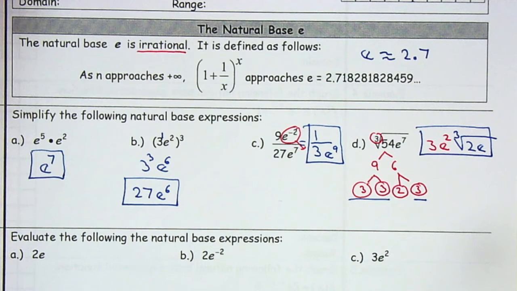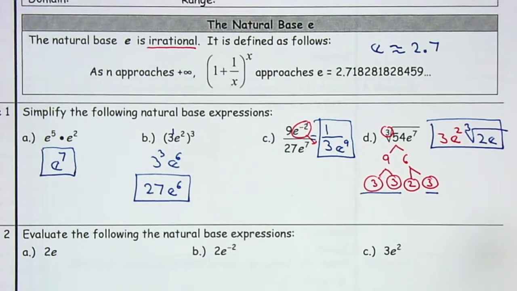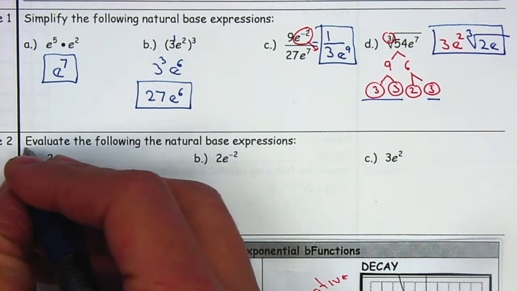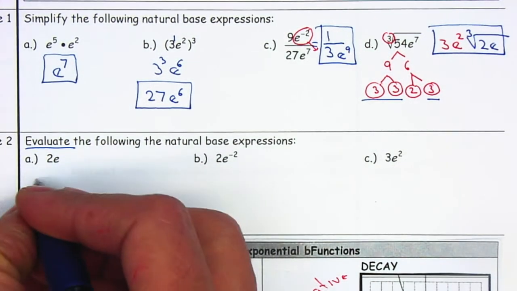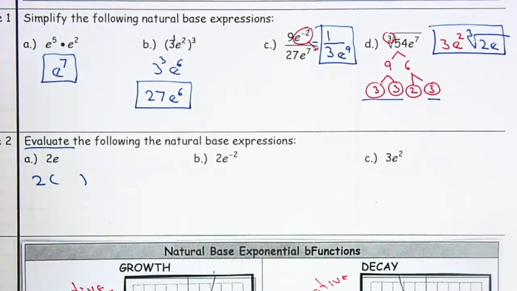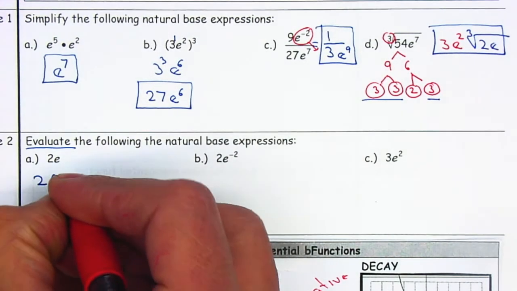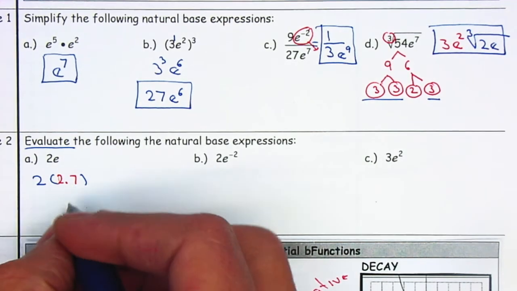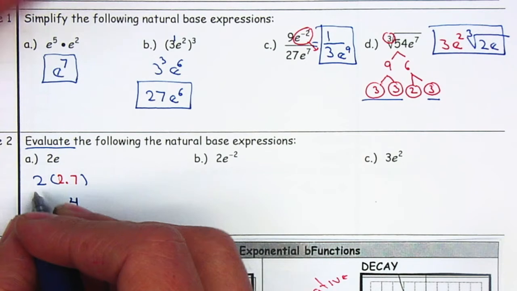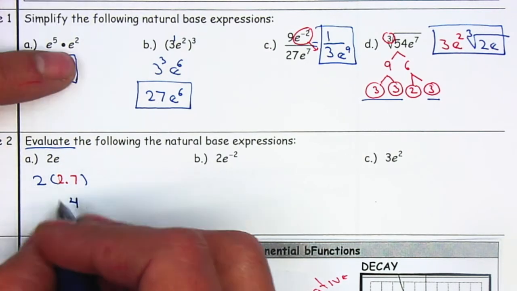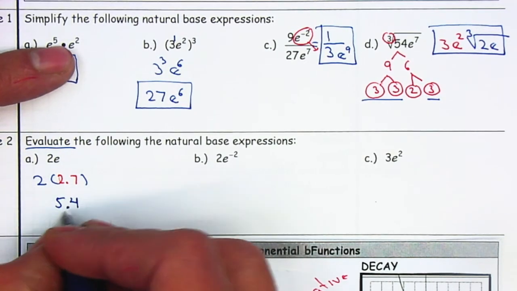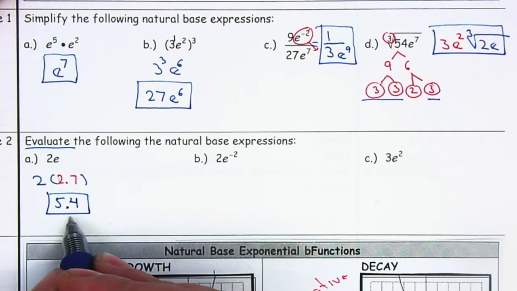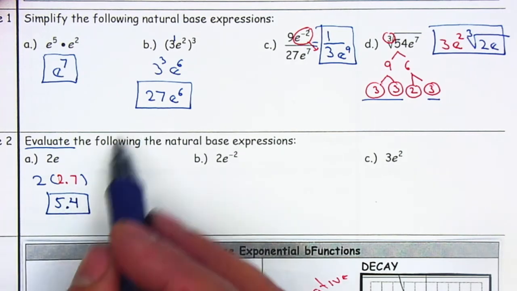Now for example number 2, I need to be able to evaluate the following natural base expressions. This is where you have to substitute the value of e. So we have 2, but instead the e will be 2.7. Multiply 2 times 2.7. 2 times 7 is 14. Carry 1. 2 times 2 is 4, and 1 is 5. And 1 decimal place. Whenever you evaluate, you need to be able to give me a number. No variables when you evaluate.